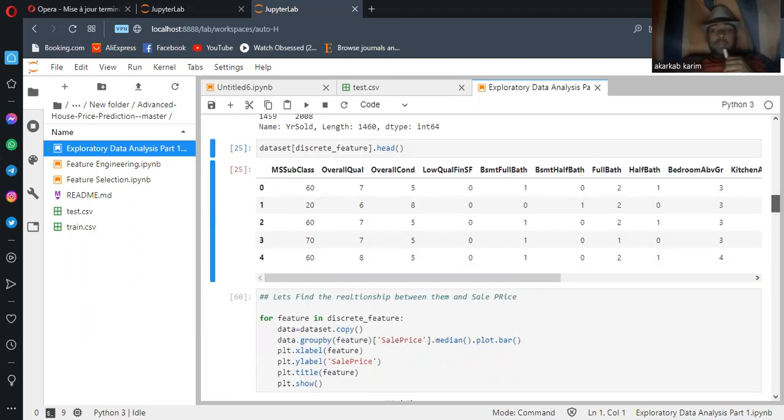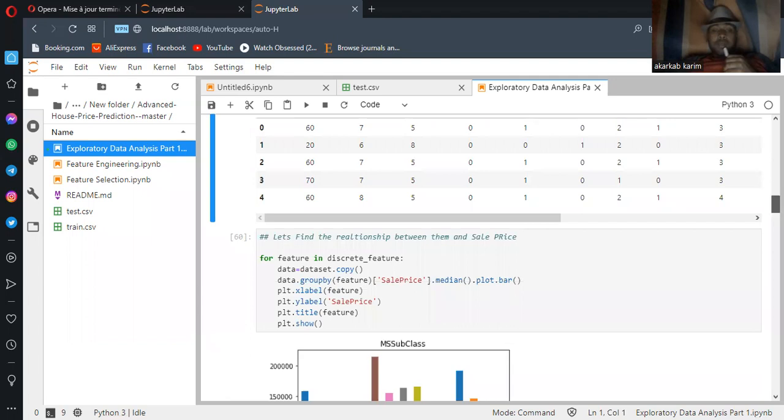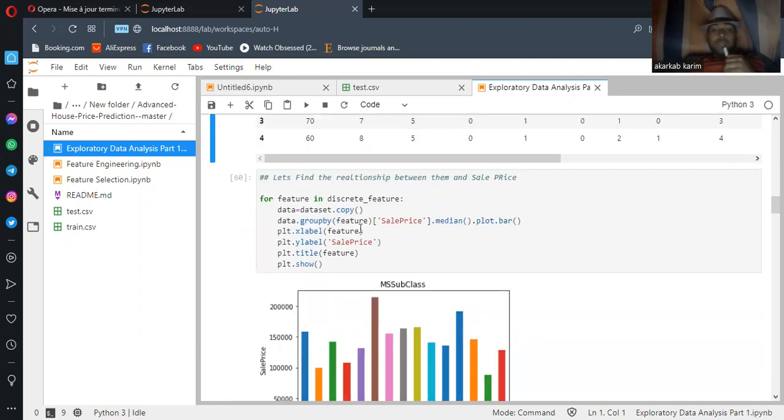So let's find the relationship between them and the sales price, meaning the discrete variables. For each feature in the discrete features, I want to loop over the discrete features I chose before. I make a copy of this dataset, and I group by this feature. I also want the median of the sales price of the houses, and I will plot it.